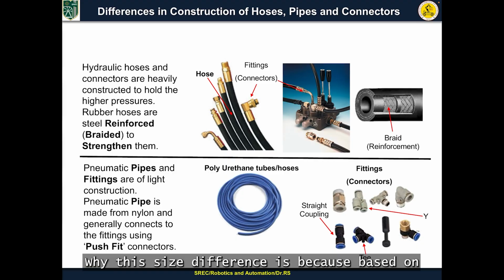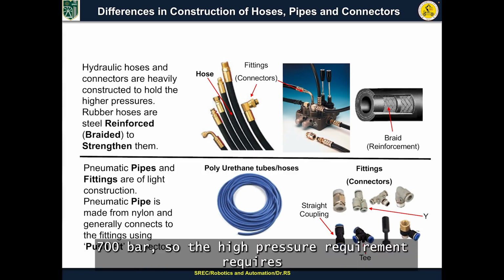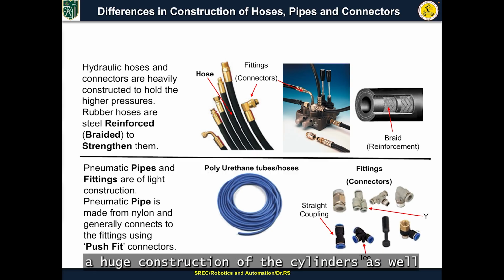This size difference is because of the pressure being used. For example, in pneumatic applications, we can go up to a maximum pressure of 10 bar. That is why the size of the pneumatic cylinder is very small. Whereas in hydraulics, we go up to a pressure of more than 400 to 700 bar. So the high pressure requirement requires a huge construction of the cylinders as well as the direction control valves. That is why the hydraulic components are bigger in size and also require a safety system along with the other components.